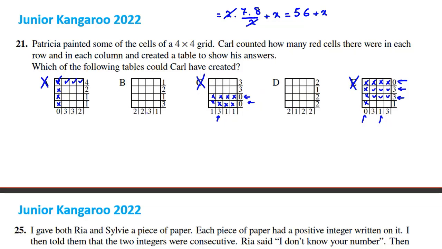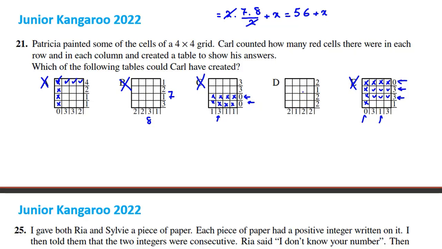For B and D, because each cell, if it is red, we count it from here and here. The sums of the numbers in rows and columns should be equal. 2 plus 2, 4, 4 plus 3, 7, plus 1, 8. It is a necessary condition. 1 plus 2, 3, 3 plus 1, 4, 4 plus 3, 7. So it's not possible. As you can see, here is good.